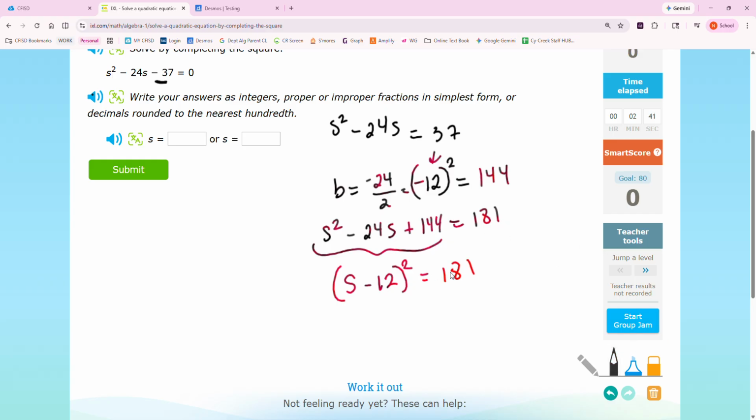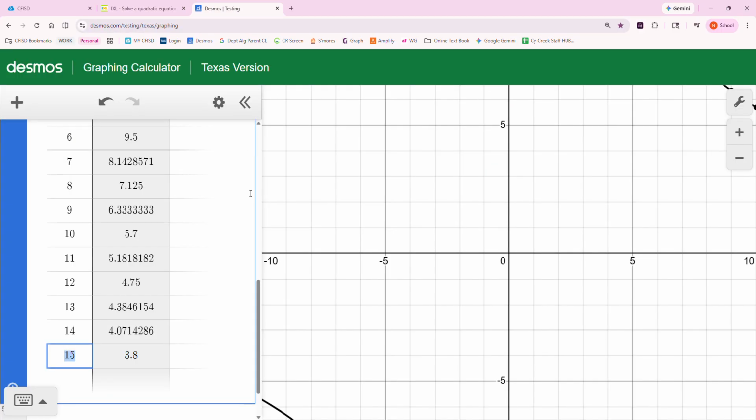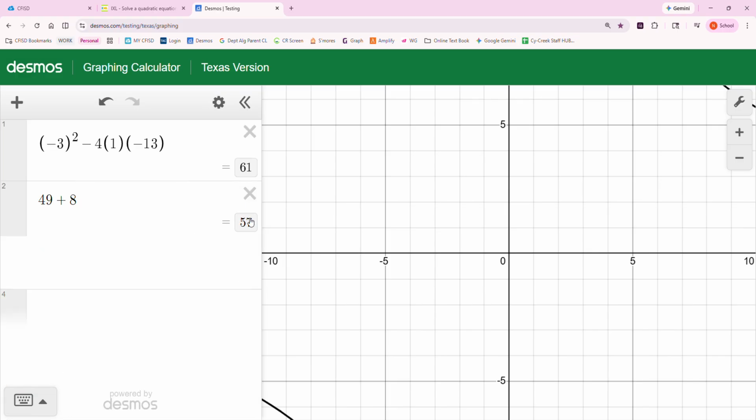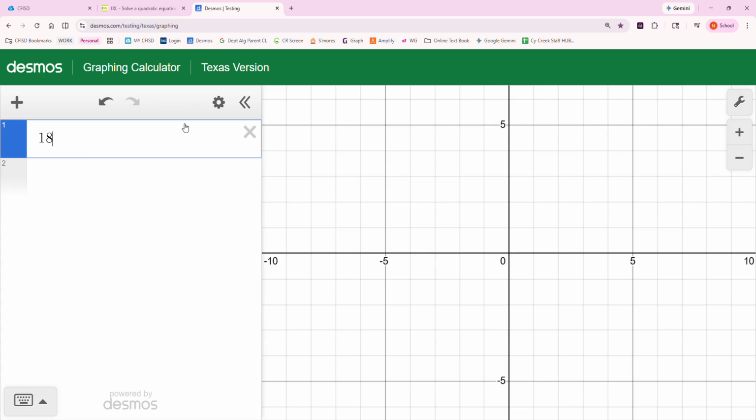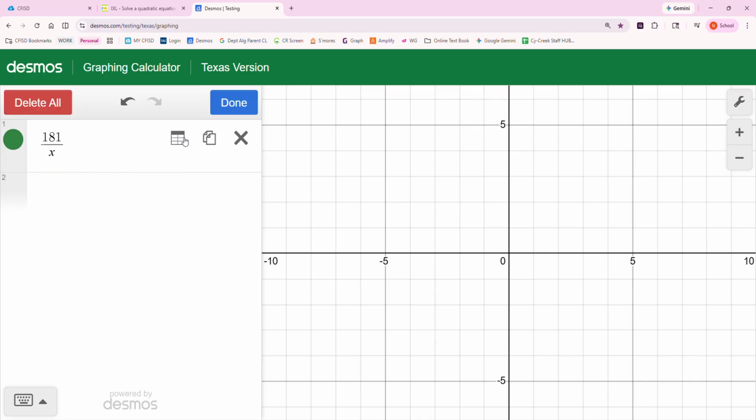Now that we have created a perfect square situation, we can solve by using the square root method. Taking the square root of both sides, that becomes s minus 12 equals plus or minus the square root of 181. Now, let's go ahead and see about simplifying 181. I'm pretty sure there are some perfect squares that go into 181. So 181 divided by x, but maybe not. We'll find out.